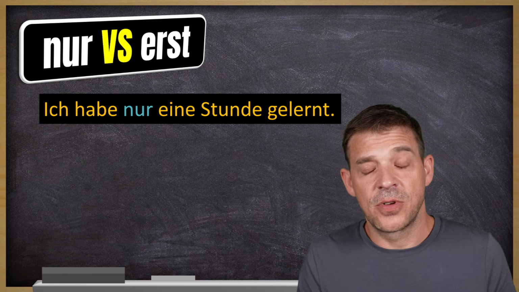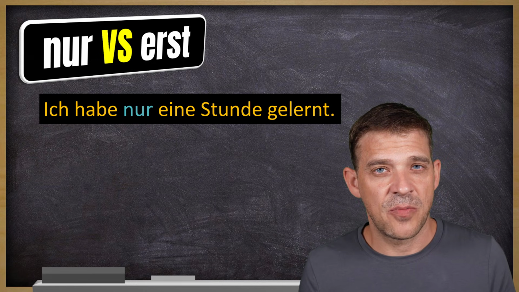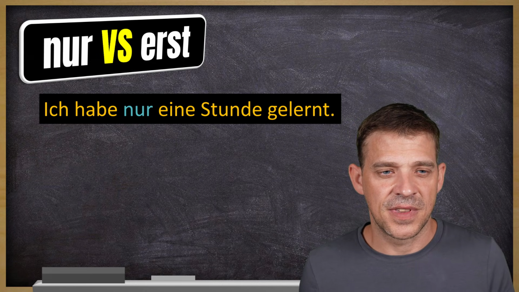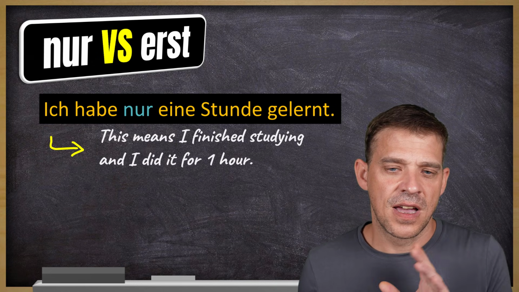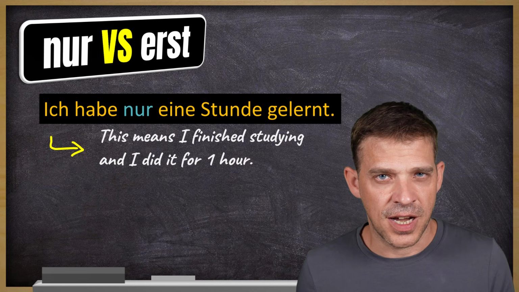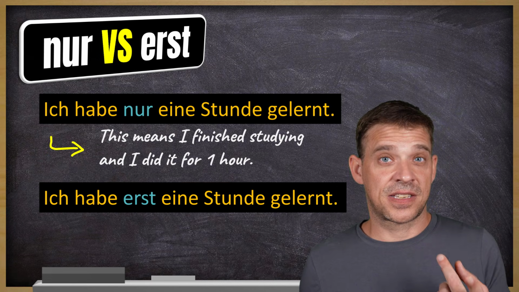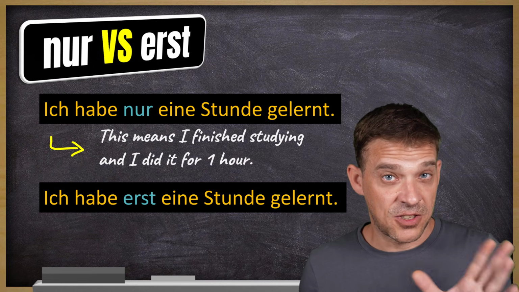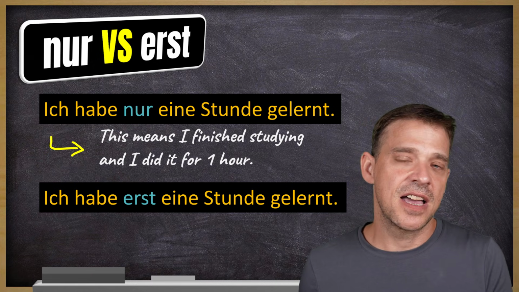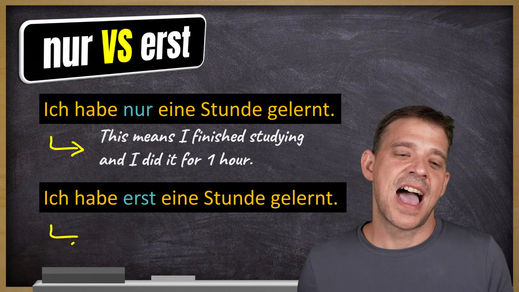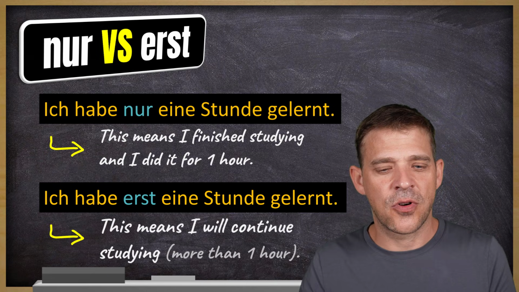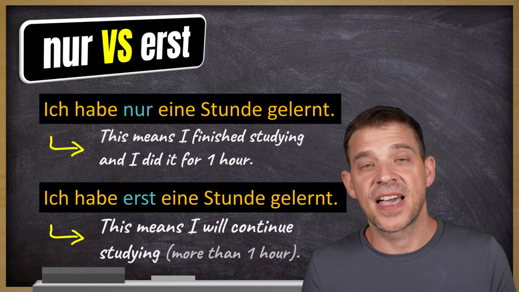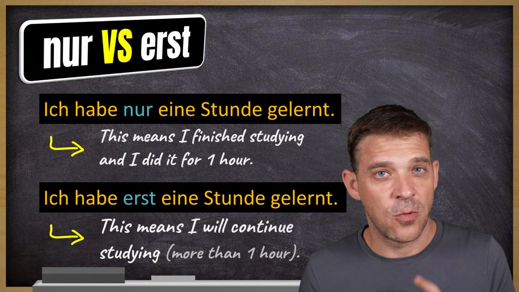How about this one? Ich habe nur eine Stunde gelernt. This means I only studied for 1 hour. I finished studying and I did it for an hour. Ich habe erst eine Stunde Deutsch gelernt, zum Beispiel. This means I only studied for 1 hour so far, but I most probably will continue. And I will study more than 1 hour.